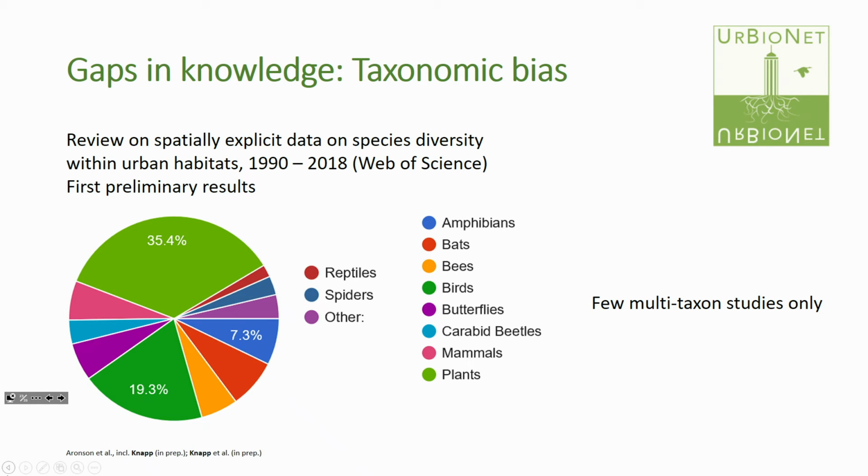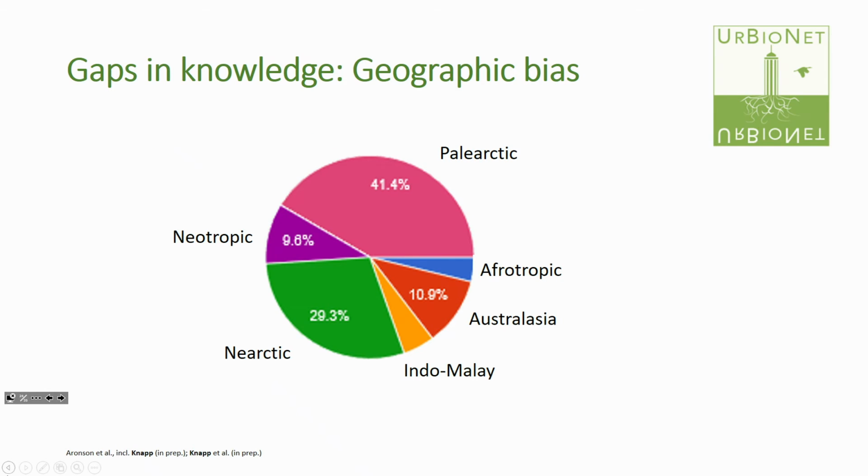And there are often studies only on one taxon, but not on several. Then our knowledge is also restricted in geographical terms. Mainly, urban biodiversity research has by now focused on Europe and North America, also a bit on Australia, but the rest of the world, especially Africa, has mainly been neglected. And we cannot just transfer our results from Europe and say, okay, it might be the same in Africa. We just don't know.